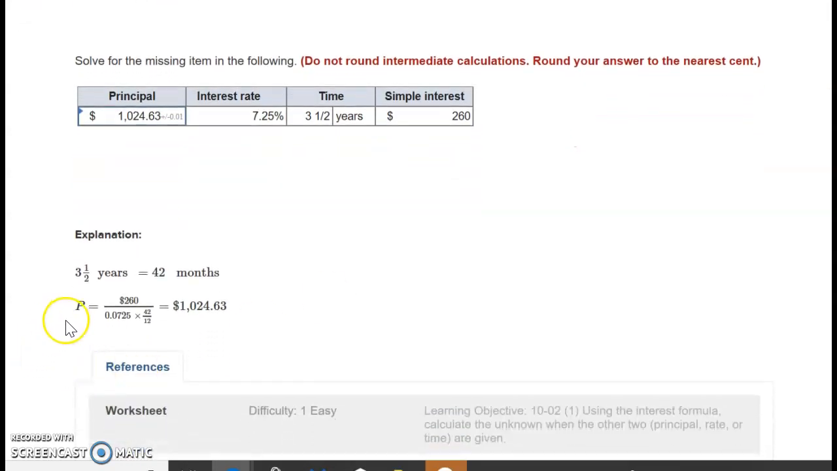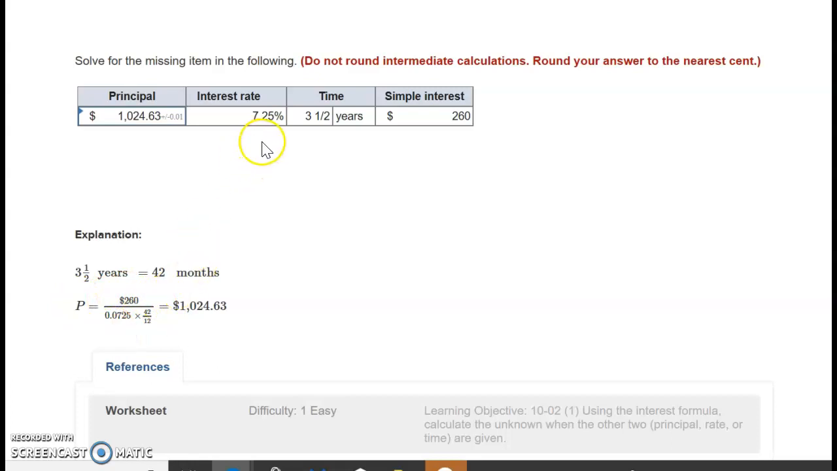So in this one we are solving for principal. The formula to solve for principal is interest divided by rate times time. So interest divided by rate times time, and that's going to give you your principal. We are given the rate, the time, and the amount of interest, so we're just going to plug into this formula. Principal equals interest. So interest is on the top, over rate.